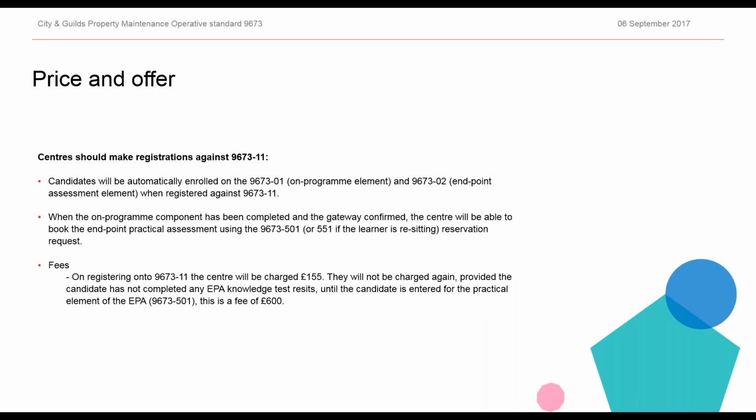In terms of the programmes of study and our price points for this particular apprenticeship, we've got two effective programmes of study. We've got the 9673-11, which candidates will be automatically enrolled for the on-programme element, as well as the endpoint assessment element. So one programme of study would enable the learner to carry out the on-programme as well as the endpoint assessment. When the on-programme component has been completed and the gateway declaration form has been signed and agreed, the centre will then be able to book the endpoint practical assessment using the 9673-501 component.